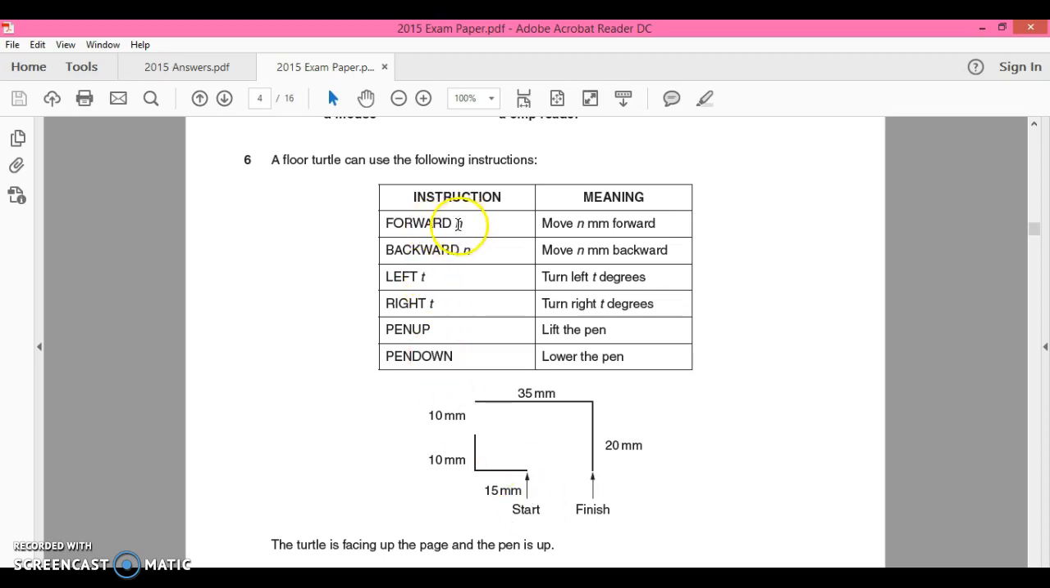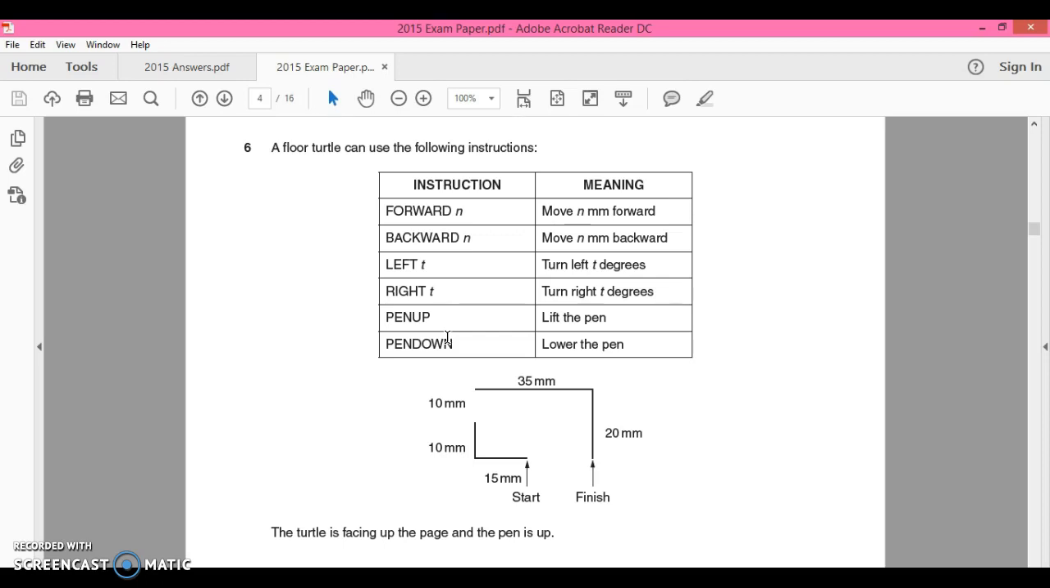So, for example, forward N just represents something like 35 millimeters, and backward N, obviously. Left T would be an angle. So, for example, that could be turn left 90 degrees, turn right 180 degrees, and pen up will lift the pen to stop writing on the page, and pen down lowers the pen. So, for example, if there's an instruction that says pen up forward 10 millimeters, if you don't put the pen down, the floor turtle will move 10 millimeters, but it won't draw the line.